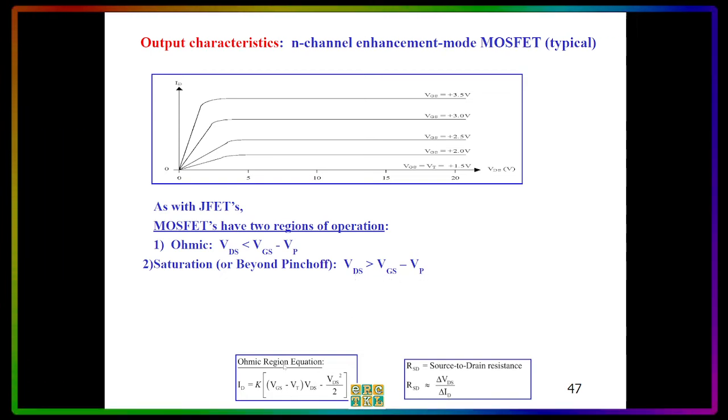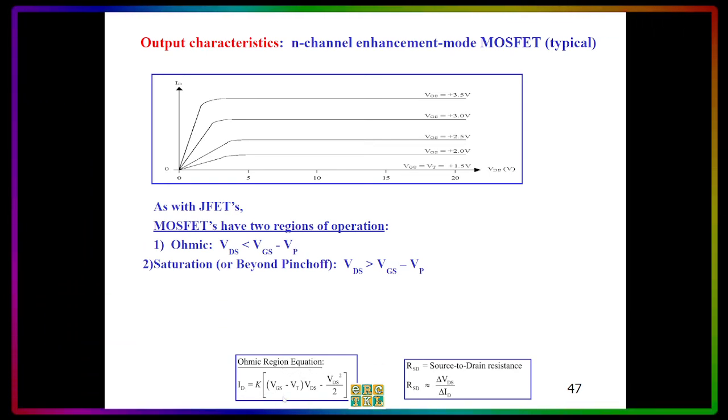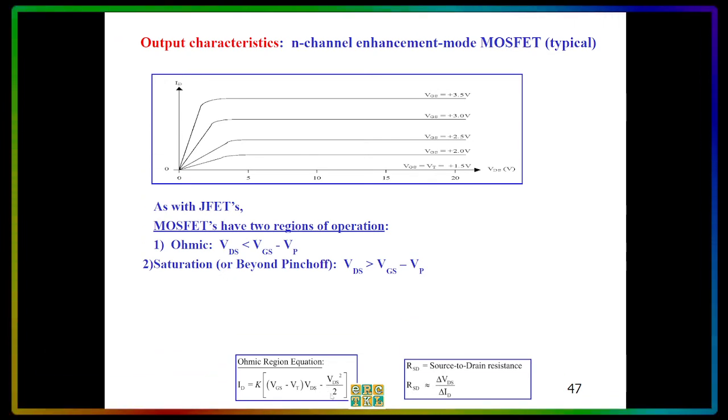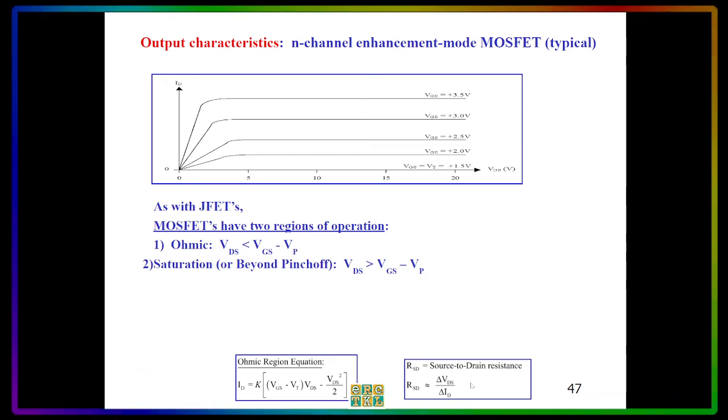So these are the equations for the ohmic region. This is the ID, which is equal to this formula: K multiplied by VGS minus VT multiplied by VDS minus VDS divided by 2, to the second power. And RSD is the source to drain resistance. RSD is approximately equal to the delta VDS divided by delta ID.